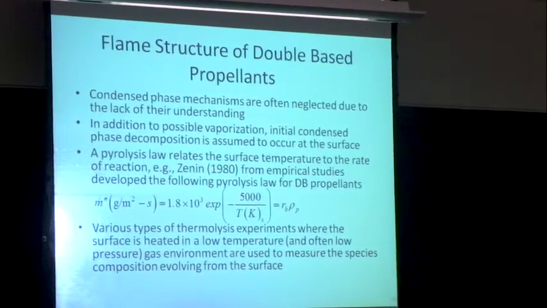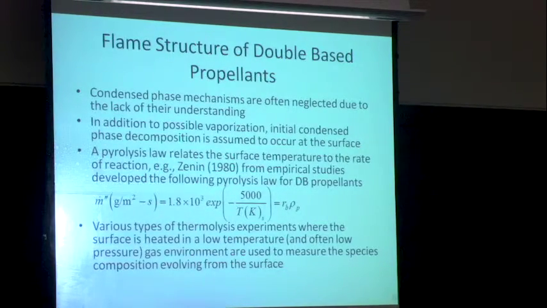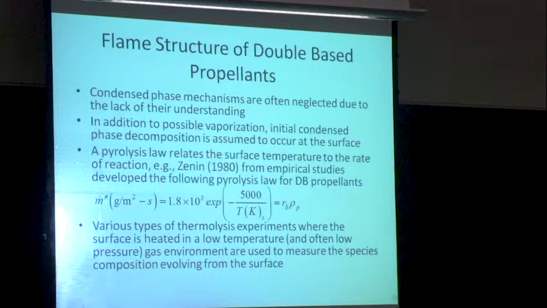And what people have done is they've conducted different types of pyrolysis type experiments where I might take a small sample of the material and put it on a film that's resistively heated. And I raise the temperature of that film to a certain temperature, and I hold that temperature, and I look at what's coming off of the surface. I have a mass spec, or I have some sort of Fourier transform infrared analyzer measuring the species coming off the surface, and I measure the weight change of how fast I'm basically eliminating mass from the surface. And that allows me then to create what's referred to as a pyrolysis law.